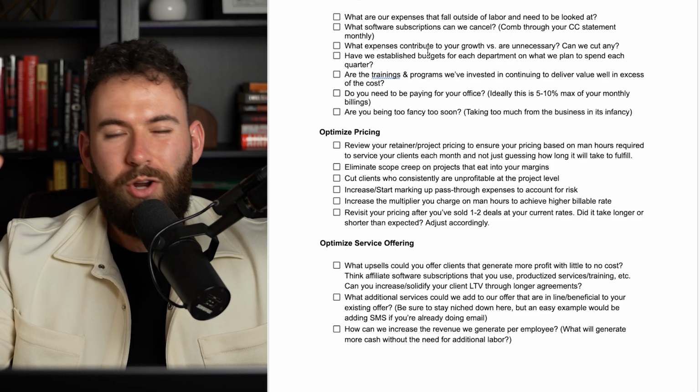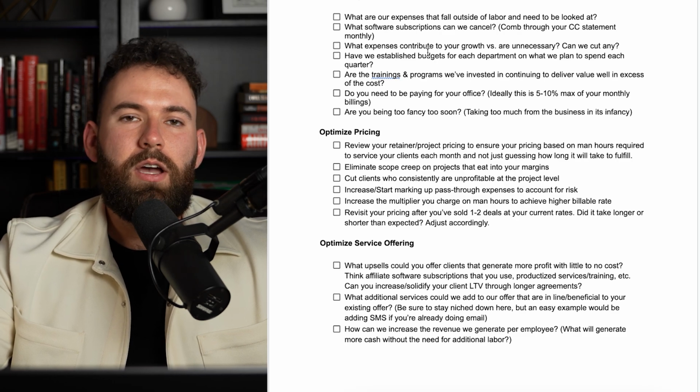And also, are you being too fancy too soon, right? Are you investing in things that you shouldn't be investing in and you should be stacking that profit instead? Oftentimes, especially with newer entrepreneurs, once you start making money, you start spending it as fast as you make it on things that aren't actually returning that capital to you. So you need to be very careful and watch where you're allocating your chips.